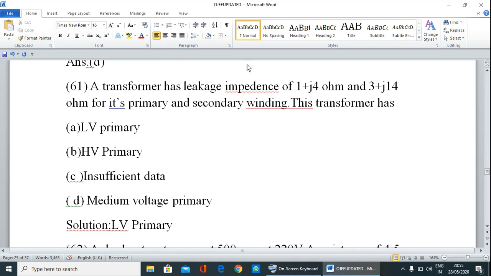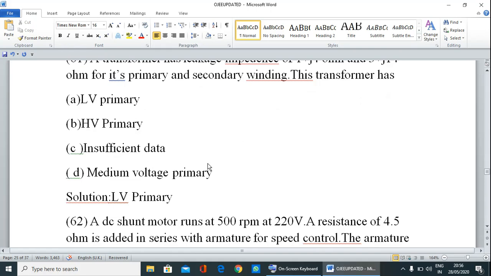So from this we can easily find out which is the low voltage side from leakage impedance. If leakage impedance here is low, therefore this is called the low voltage side. Here leakage impedance is high, therefore it is called the high voltage side. So therefore the correct answer is A.